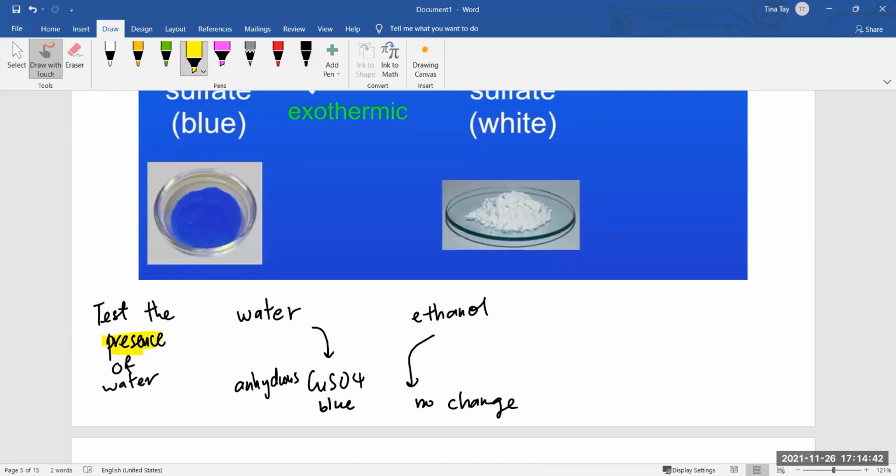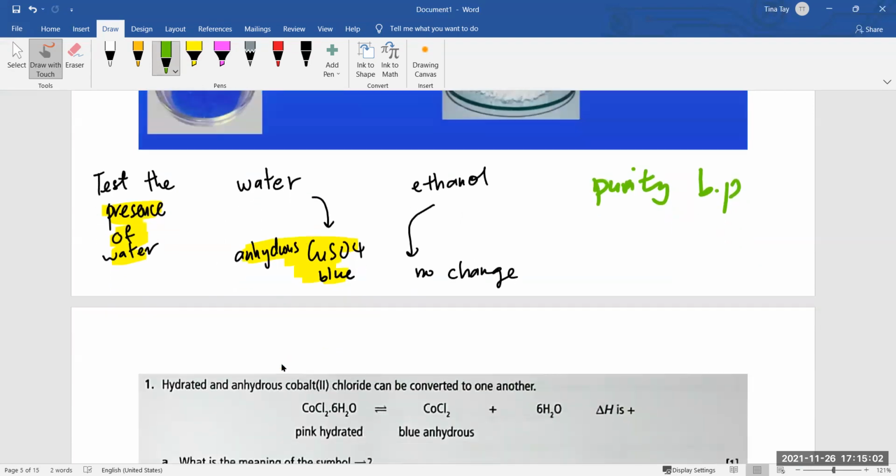So the presence of water is anhydrous copper 2 sulfate. The purity is boiling point or melting point. So don't get the two confused. Purity means there's only water. Presence of water means it could be salt water, it could be sea water, whatever water, as long as it's got water. Okay? All right.